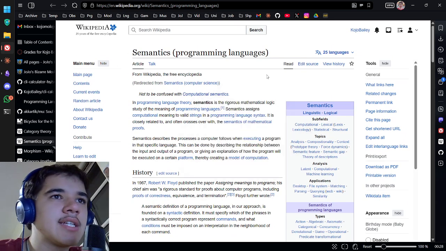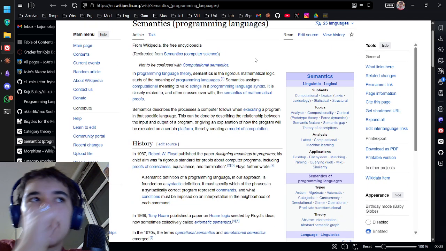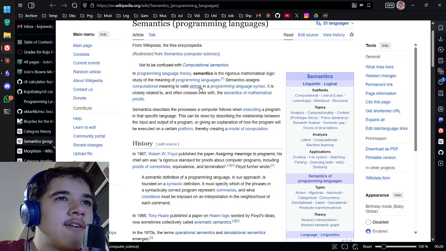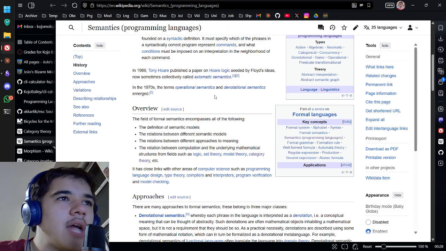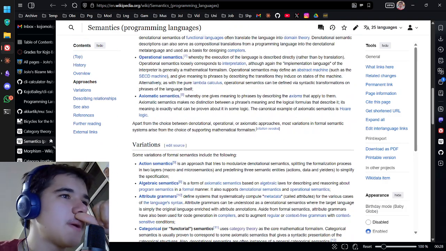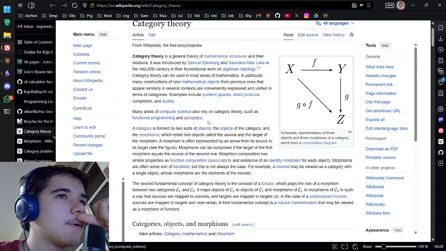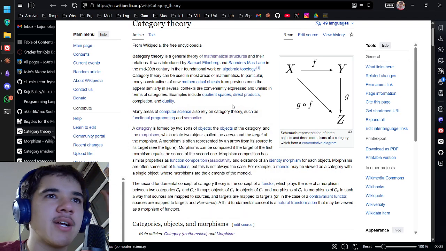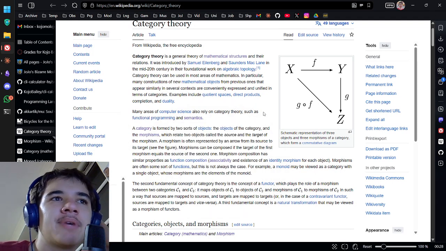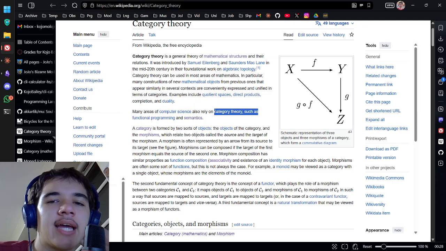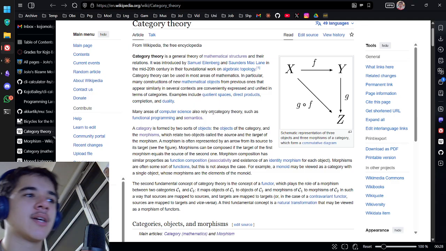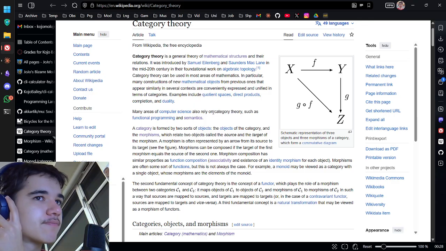Semantics is the rigorous mathematical study of the meaning of programming languages. Okay. Yeah, I wonder how that comes up here then. I'm coming from a functional programming standpoint, but if I can understand category theory in general, I would like to apply that to other things as well.